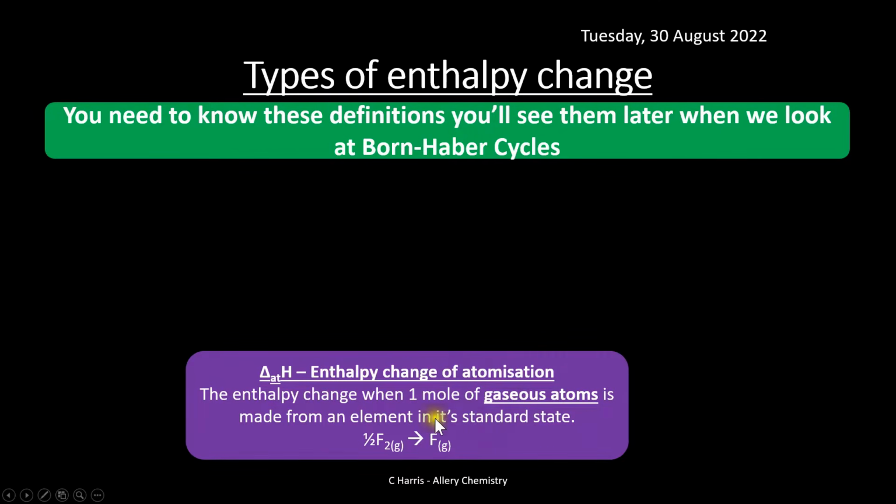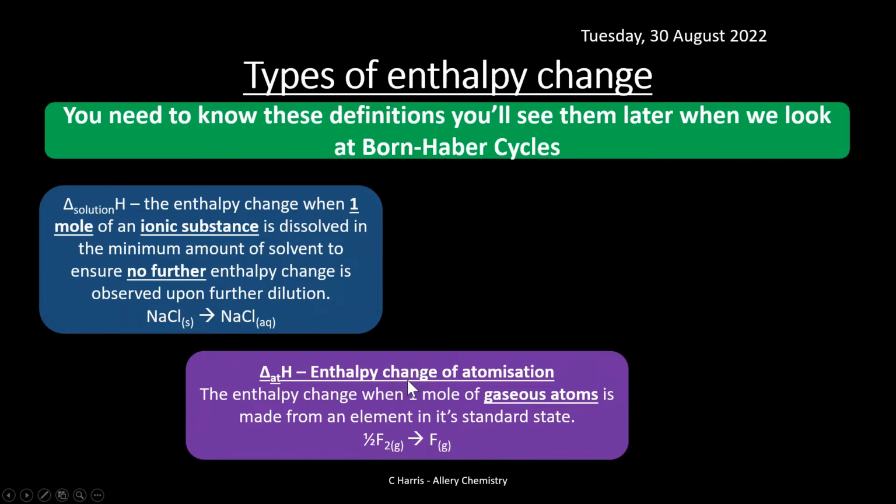So the enthalpy change when 1 mole of gaseous atoms is made from an element in its standard state. You can see here we've got 1 mole of a substance in a gaseous state, formed from the element in its standard state. In this case, fluorine in its standard state is always F2 and it's a gas. To keep it balanced, we have half F2. You must always produce 1 mole, so you can't have a number in front of the product. That's why we put a half there. But you'll see that a little bit later on.